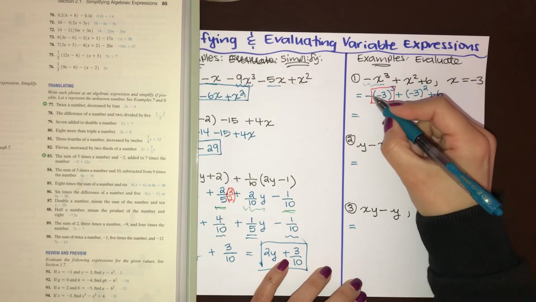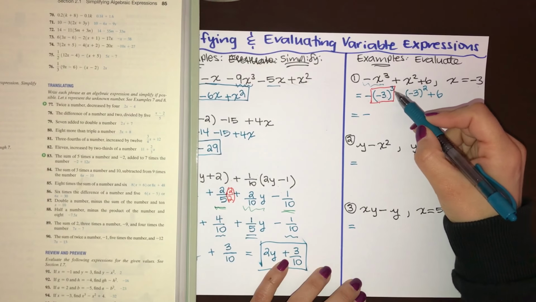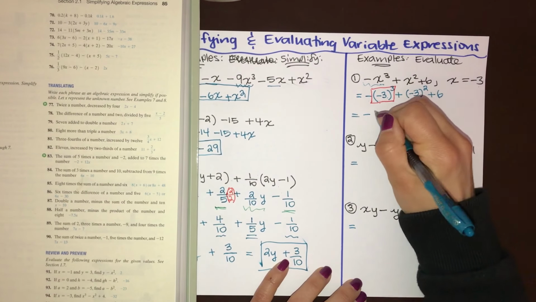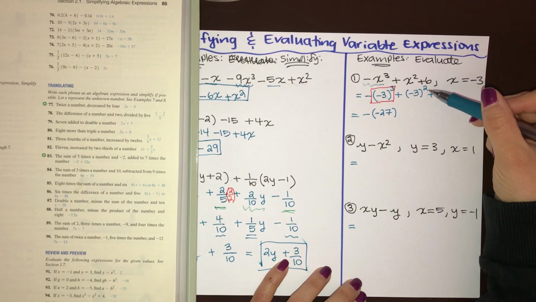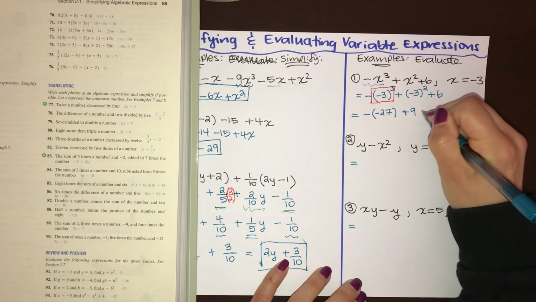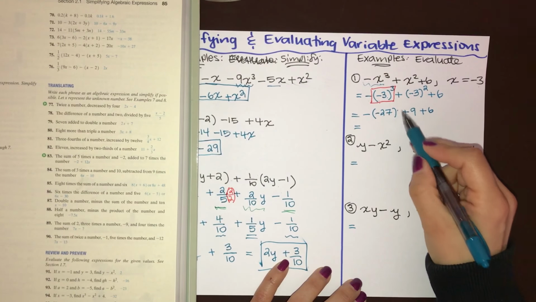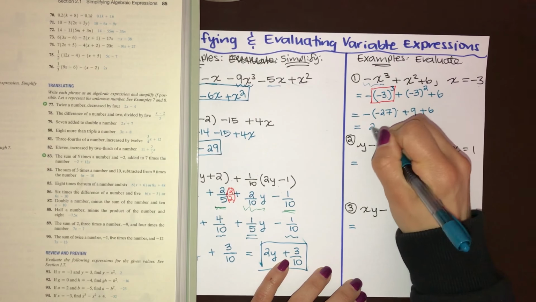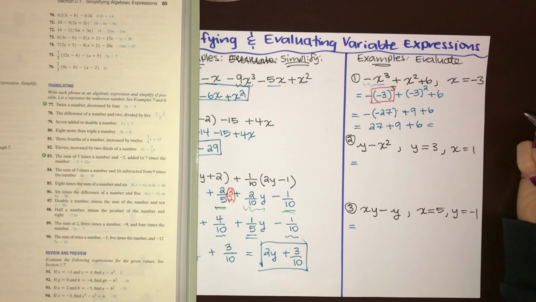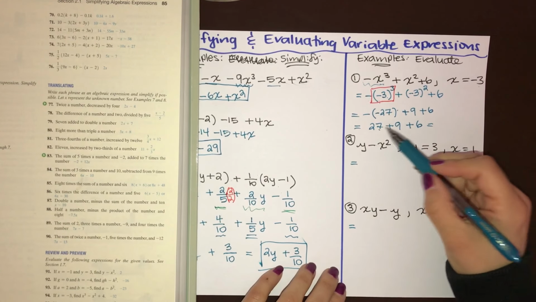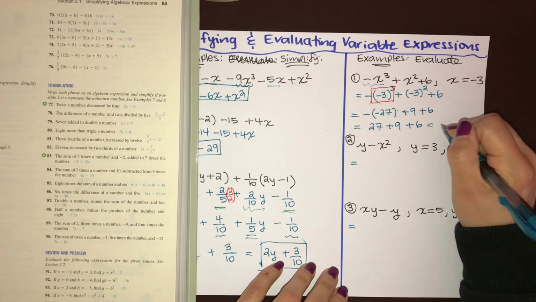And so if we do this, this first negative just comes down. -3 to the third power is -27. -3 squared is +9 plus 6. Now, since the exponent has been taken care of, I can now just write +27 plus 9 plus 6. And all we have to do here is just add 27 plus 9 is 36, plus 6 is 42.